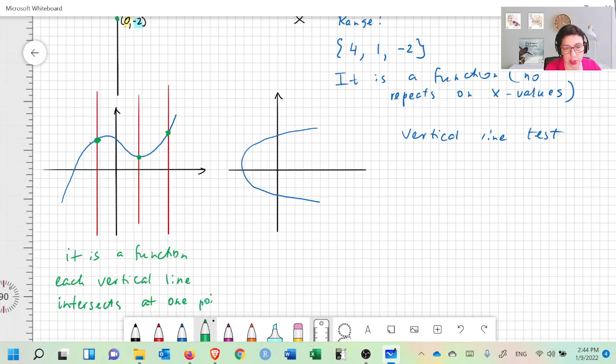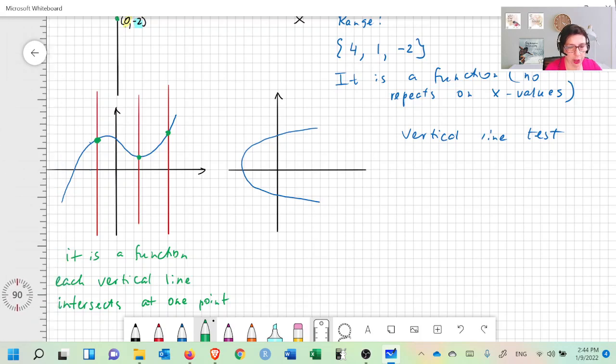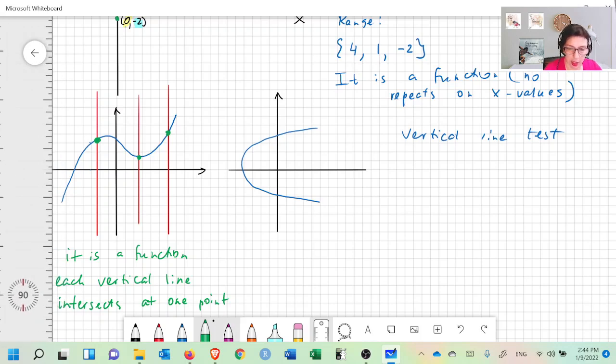Now, by the way, it is possible that for some x's there will be no y's at all. That's okay. So maybe if the function ended right there, I could have drawn a vertical line right here. There would have been no intersection, but that's fine. As long as you don't have more than one, that's what is the problem.